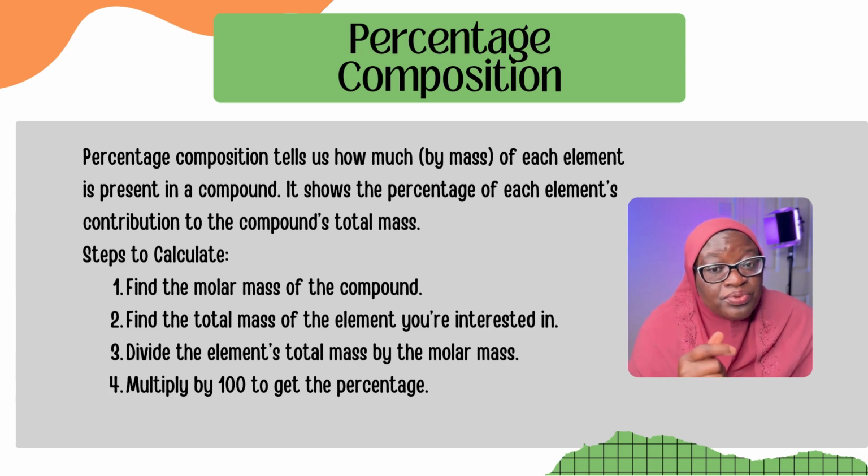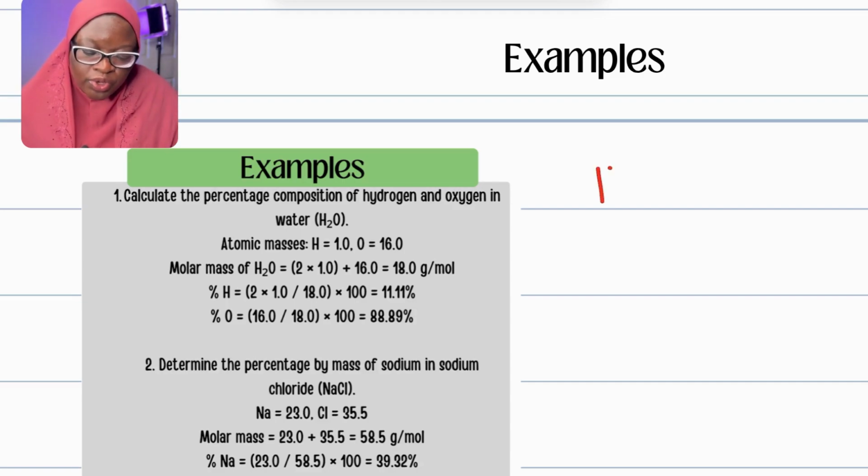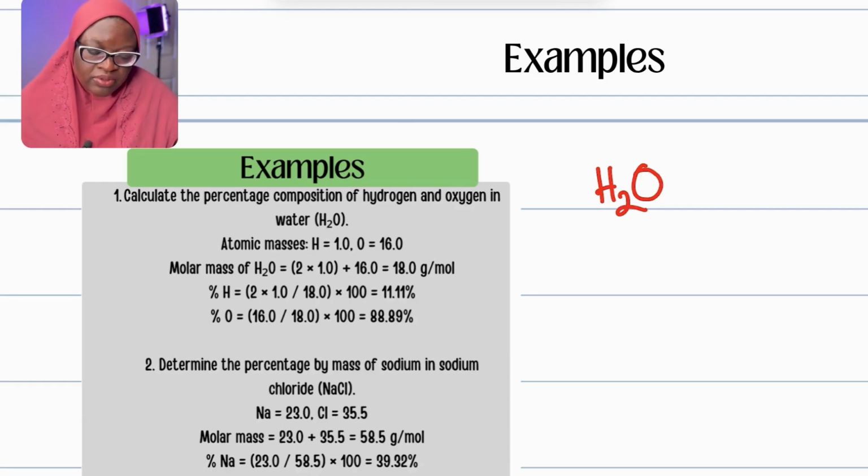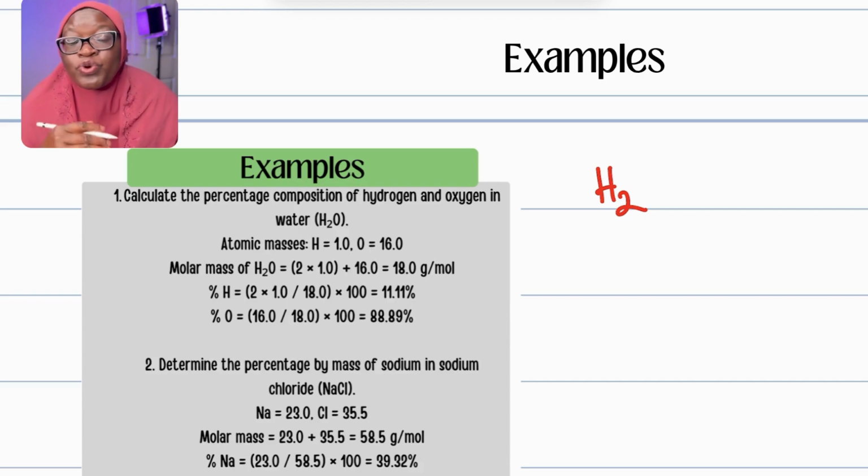Let's take an example of that. It's very, very easy. Now, we all know water is H2O, right? We know that by now. This question wants us to calculate the percentage composition of hydrogen and oxygen in water. So this is an example of a compound that has more than one atom. Hydrogen is a different atom, oxygen is a different atom. But we want to determine what is the percentage contribution of each atom.